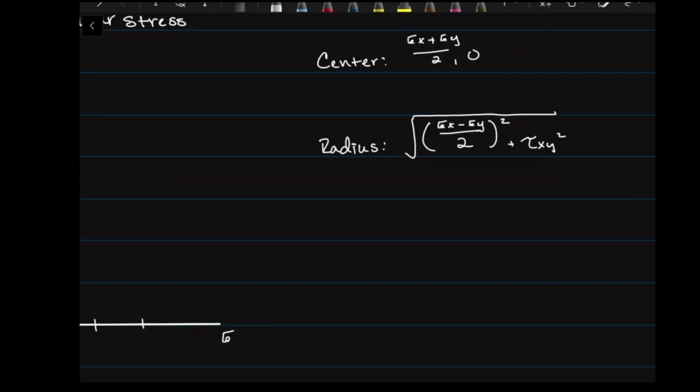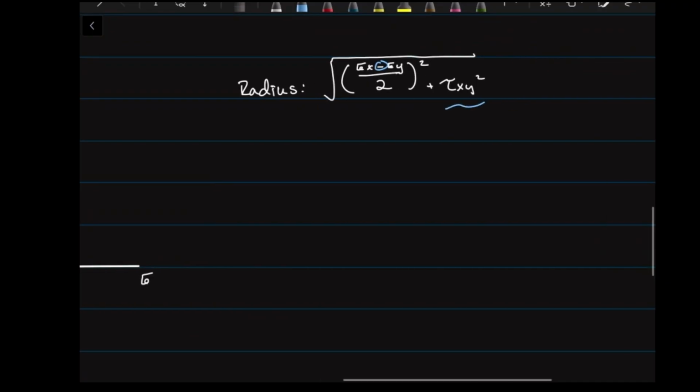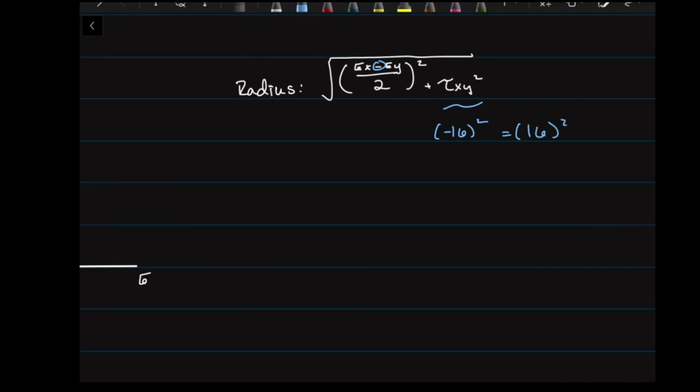I want you to notice this negative value right here. That is huge. If you have a negative sigma y in your question, you must make sure that that becomes positive, because a negative times a negative is equal to a positive, right? So a negative 16 is equal to positive 16. You must know this. The value you put in for tau xy is not as important, because any value squared is going to be equal to any value squared, negative or positive. So it doesn't matter.